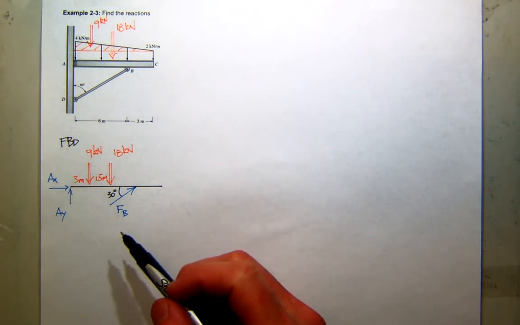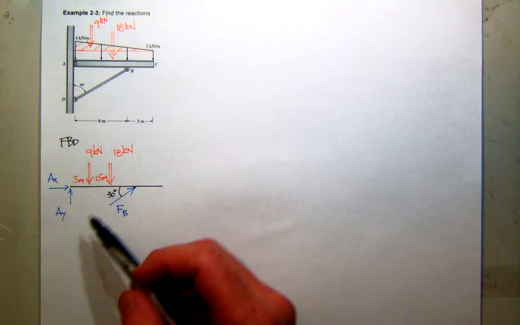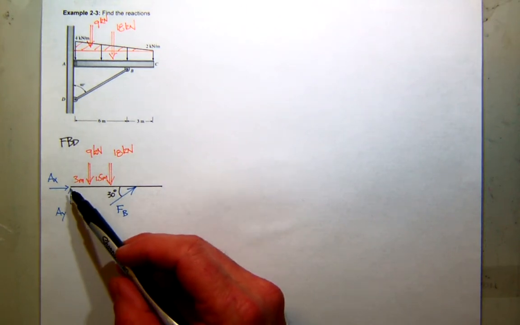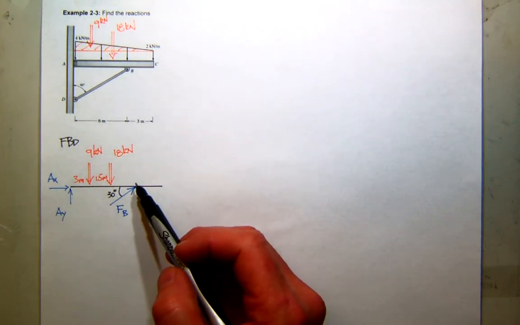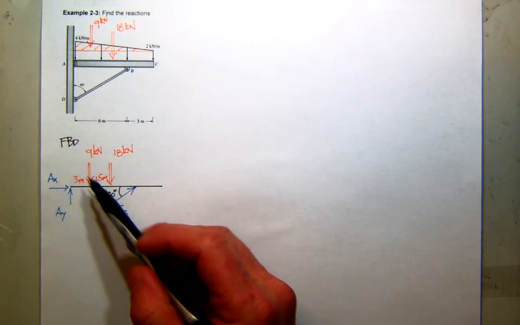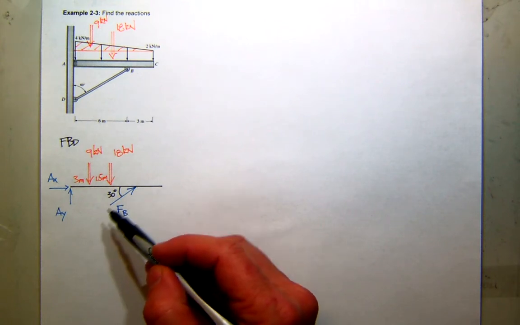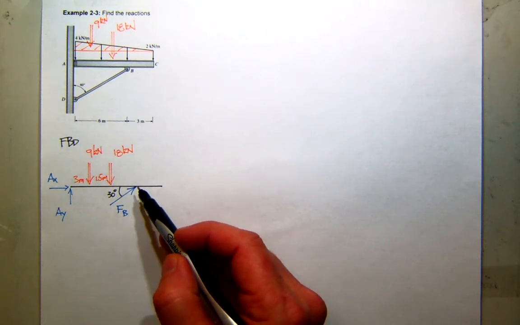As we've talked before, we're probably going to sum moments somewhere. Where would be a good place to sum moments? You could do it at A, or you could do it at B. Right? Either one would work. If I do it at A, obviously AX and AY pass through A, so they don't create moment, and I'd be able to get an equation in one unknown. If I do it at B, what do I get?